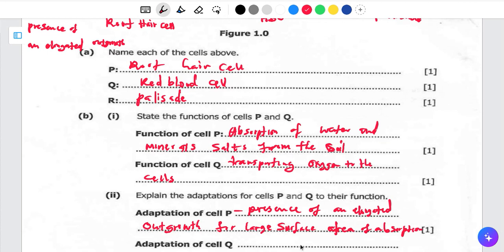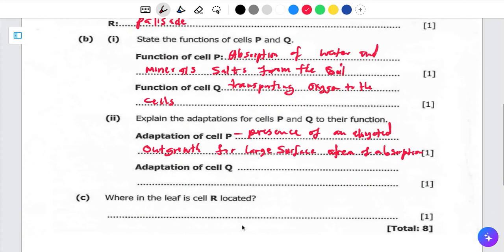Then for the adaptation of Q, I said Q is a red blood cell, so we can just say biconcave in shape. This biconcave shape helps the red blood cell to carry hemoglobin.